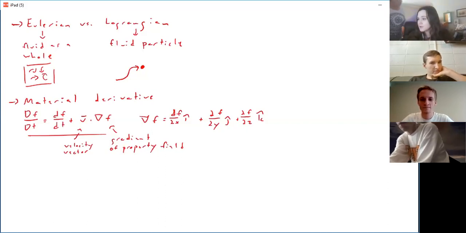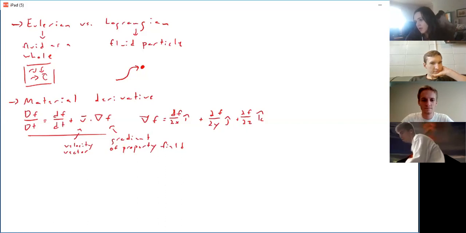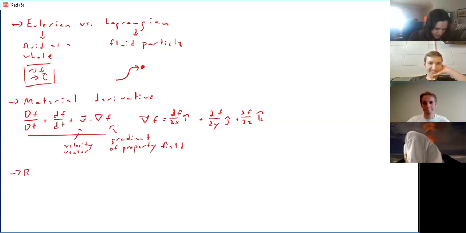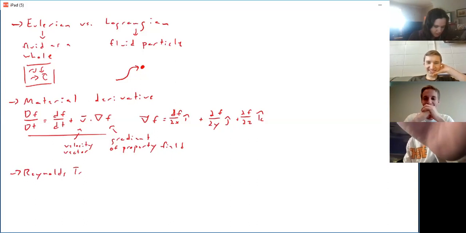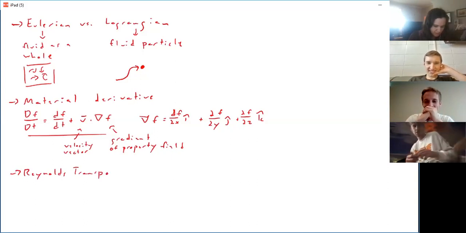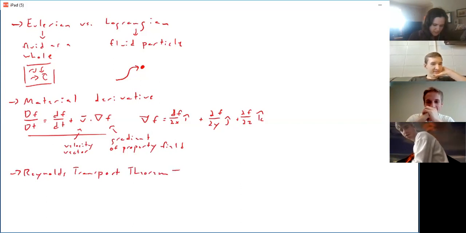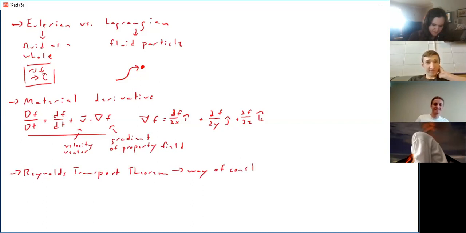Okay, so moving on. Next we talked about the Reynolds transport theorem, and we did not go deep into this. We sort of covered it, and it's a way of constructing material balances.